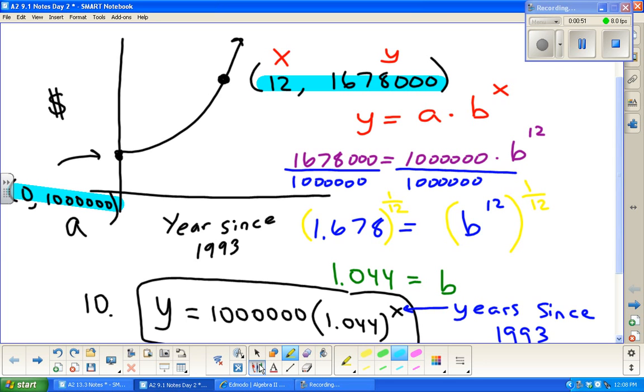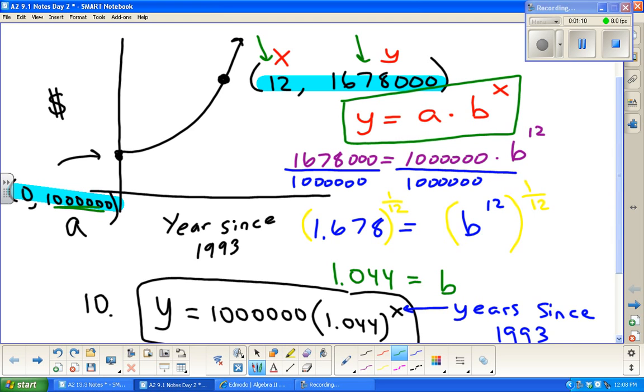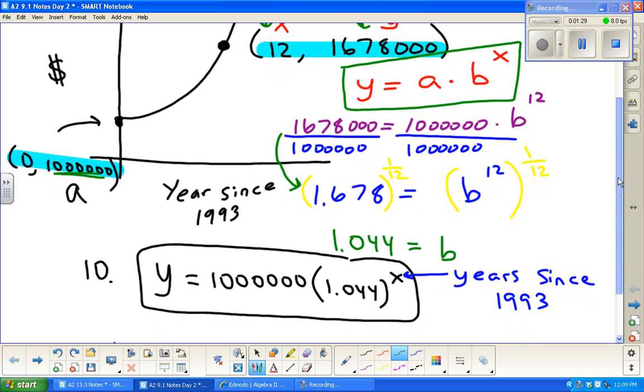So with this one, again, they're going to give you 2 points, and basically we're going to throw everything into the general form here. Just like before, the initial value is the a value that came from when the x was 0, and then the other point, the 12, was the x value, and then they give you a y value. So you can see in purple there, plug those in. I wanted to go ahead and solve for b. That was the unknown piece, so we ended up dividing by the 1 million, and this gave me 1.6718 equals b to the 12th, and I would take both sides to the 1/12 power, because we needed to find out what b was.